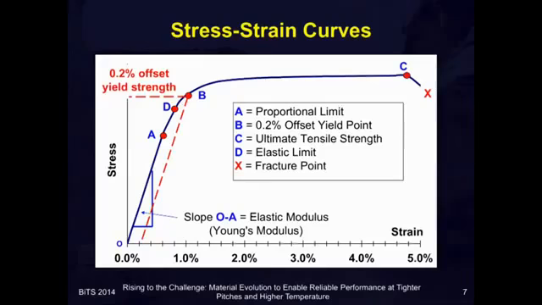Other points of interest on the curve would be point C, which is the tensile strength, or the highest stress level attained during the entire test. Then point X would be where the sample breaks. So if you're working with the socket contacts, you want to make sure your stress is somewhere over here in the elastic region.